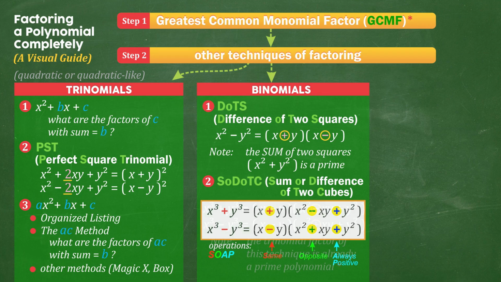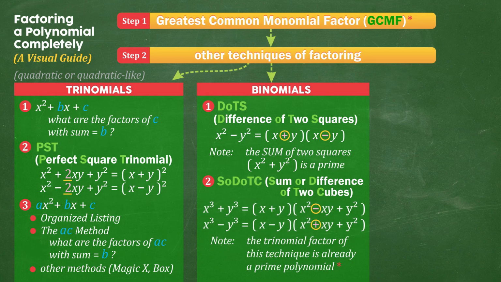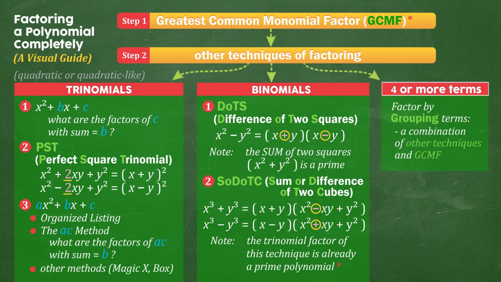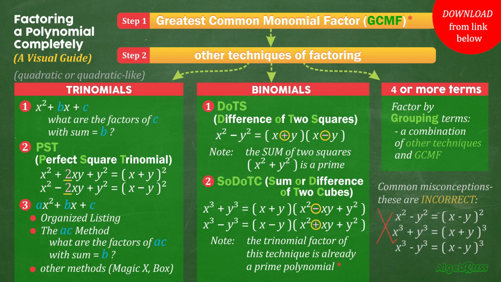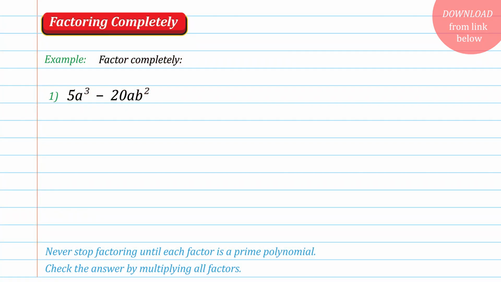Finally, what if what is left after getting the GCMF is a polynomial with 4 or more terms? We would be using factoring by grouping. Now we're ready to factor some polynomials completely. Let's look at example number 1.